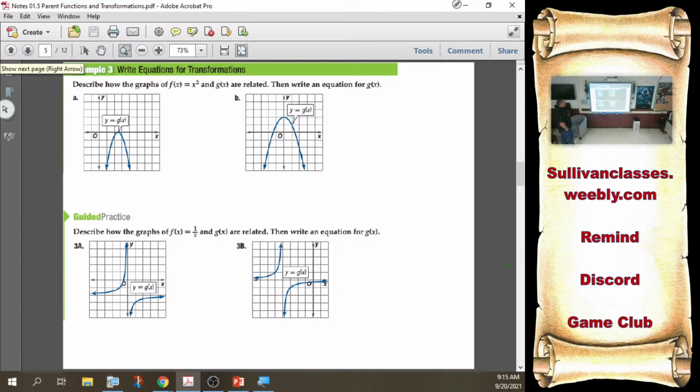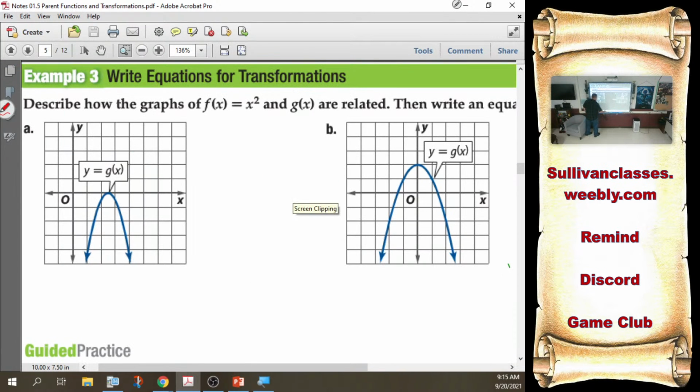Okay? Write the equations from the transformations. So first, you got to know what the parent graph even is. You got to know what the parent function is. If I see this, what is that? It's a parabola. Parabolas are the graphs of quadratics. So I know that's the parent graph.